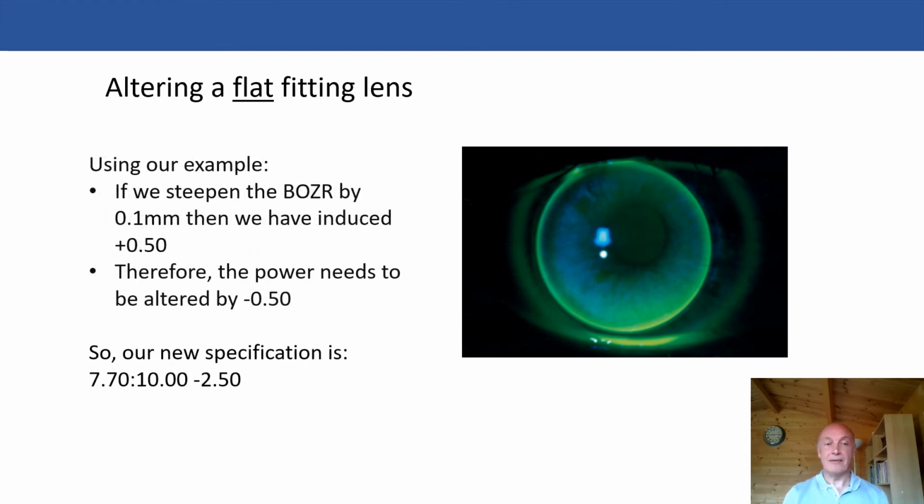So if we look at our example again of 7.8 10 minus 2, if we now change that and steepen it to 7.7, we've induced plus 0.50. So we need to add minus 0.50 to compensate, which gives us a back vertex power of the lens of minus 2.50.